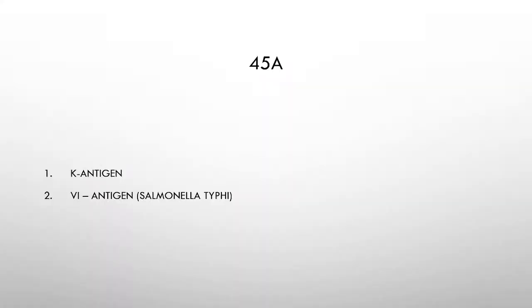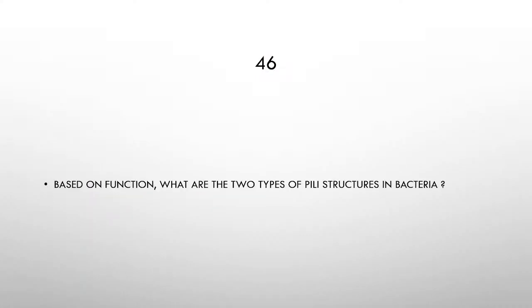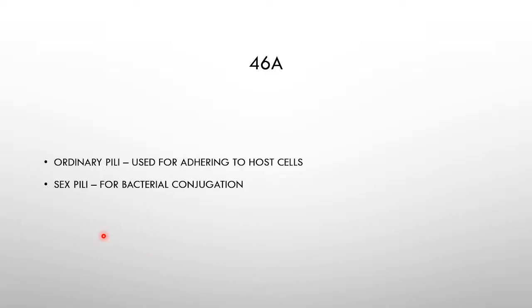Next. Based on function, what are the two types of pili structures in bacteria? Basically, you have two types. Ordinary pili, which are just used for adherence, and the sex pili, for bacterial conjugation.